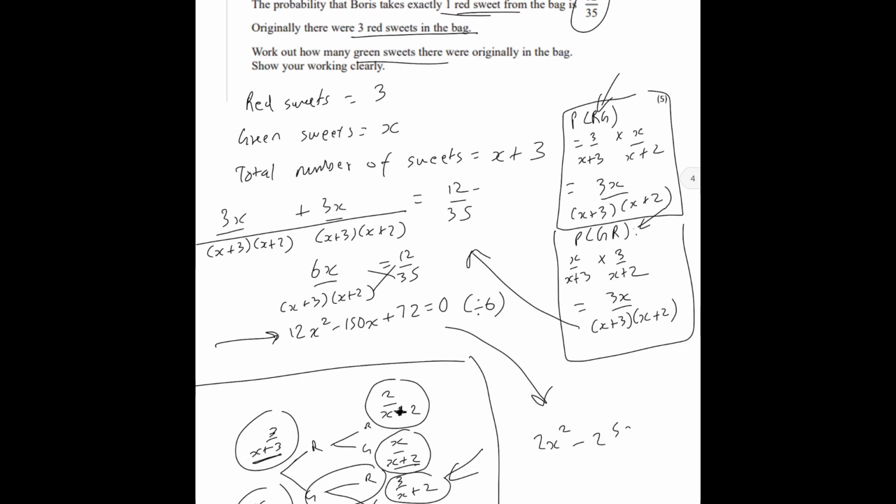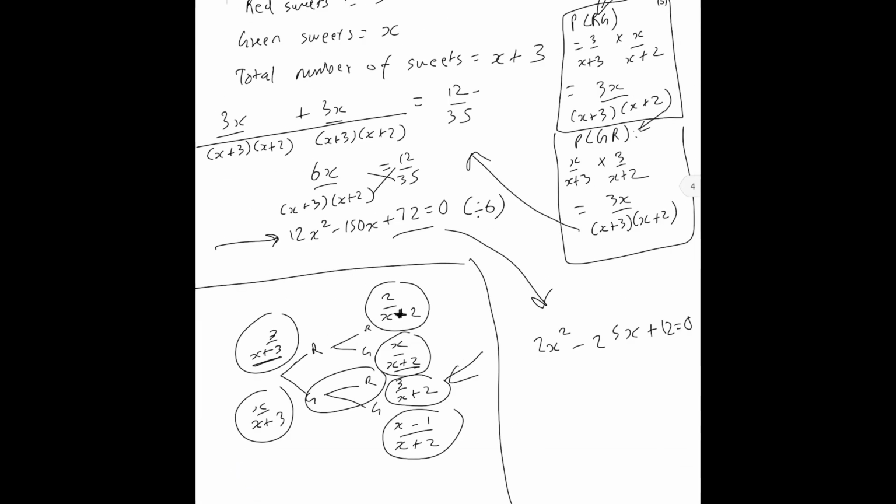That should be giving you minus 25x plus 72 divided by 6, that is 12, is all equal to 0. Now this is a quadratic equation, so you have to find the value for x. In order to find the value for x, what we can do is simplify this, right?